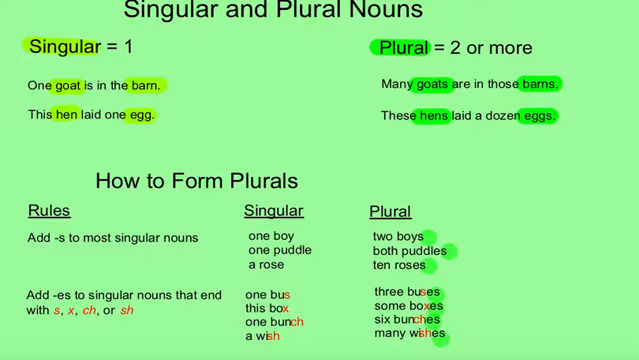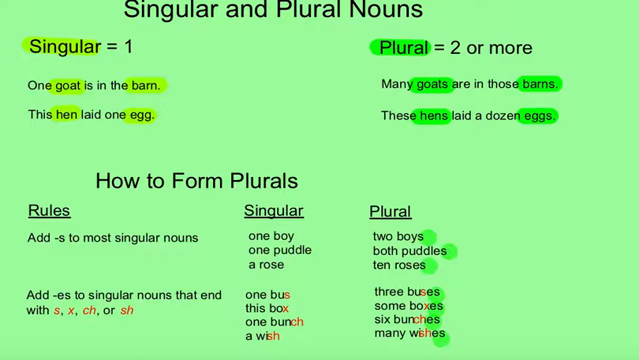So let's talk about some of the rules that you need to use to form plurals. First of all, most of the time we add S to most singular nouns, and we add ES to singular nouns that end with the sound S, X, ch, or sh. The same holds true with TCH as well.